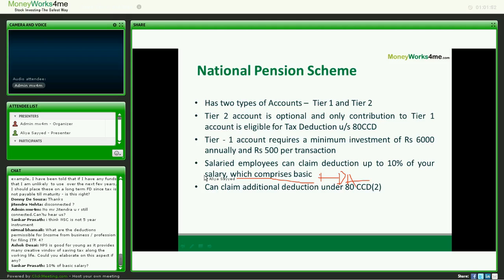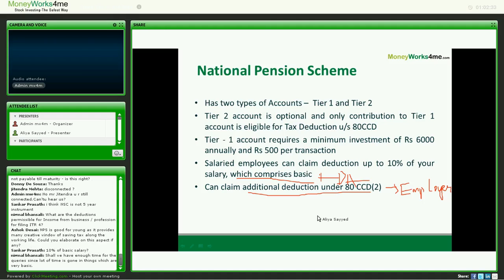The only caveat is that for this deduction, you'll have to convince your employer to start an NPS scheme through the company. This requires that your employer registers for an NPS scheme, and they directly deduct from your salary and invest it towards NPS. Only then can you claim the additional deduction. If you can convince your employer, in fact, I think Wipro has done it already, and if a lot of you gather supporters and get your employer to do this, it will be a great additional saving for you and for all the employees in your office. So you can definitely look at getting this done in your office.